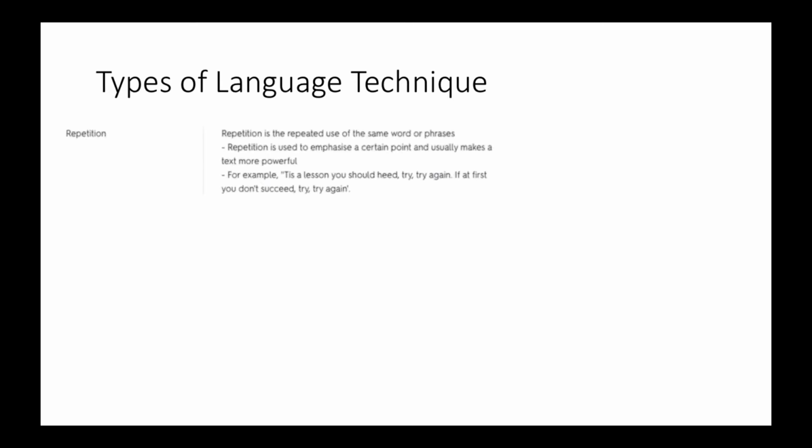Okay. Repetition is also a nice one that is quite easy to find. Repetition is obviously the repeated use of the same word or phrase, and it's used to emphasize a certain point and usually makes a text more powerful.